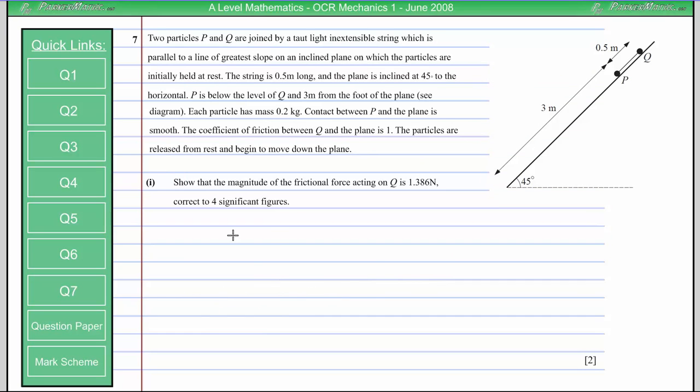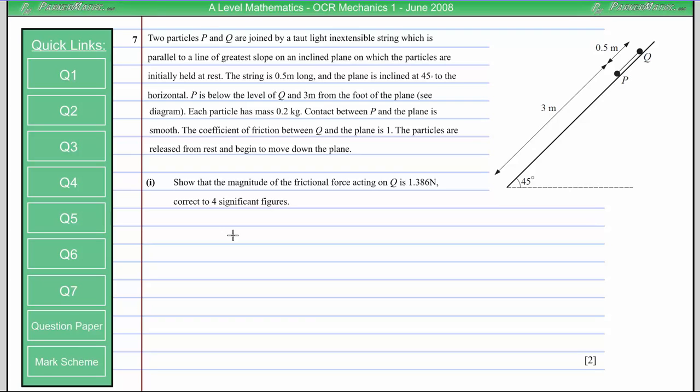Question 7. Two particles P and Q are joined by a taut, light, inextensible string which is parallel to a line of greatest slope on an inclined plane on which the particles are initially held at rest. The string is 0.5 meters long and the plane is inclined at 45 degrees to the horizontal. P is below the level of Q and 3 meters from the foot of the plane. Each particle has mass 0.2 kilograms. Contact between P and the plane is smooth. The coefficient of friction between Q and the plane is 1. The particles are released from rest and begin to move down the plane.